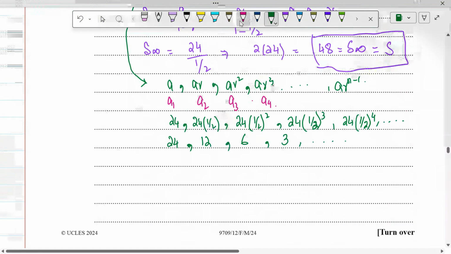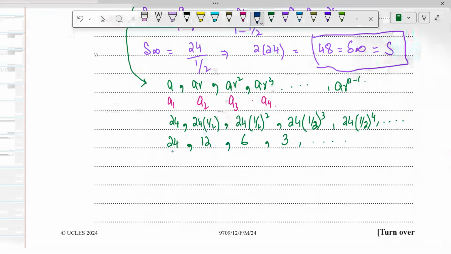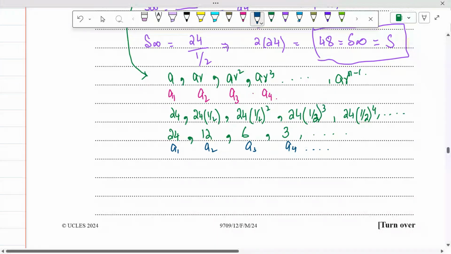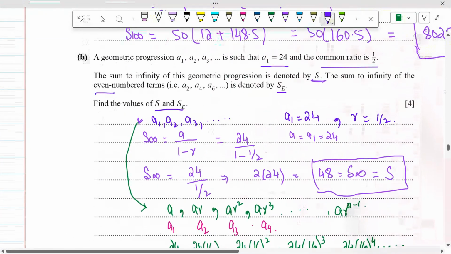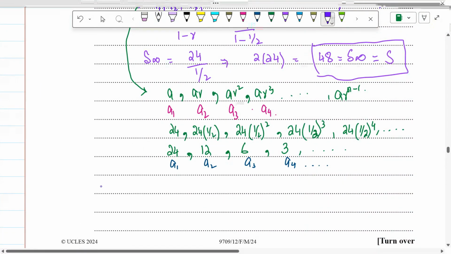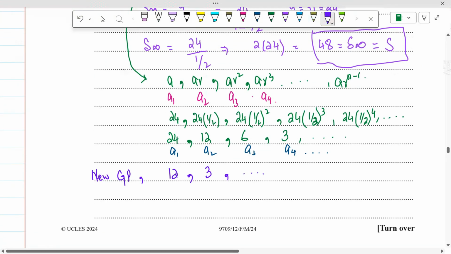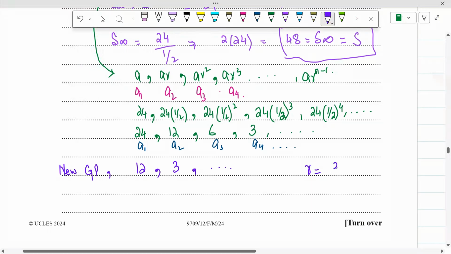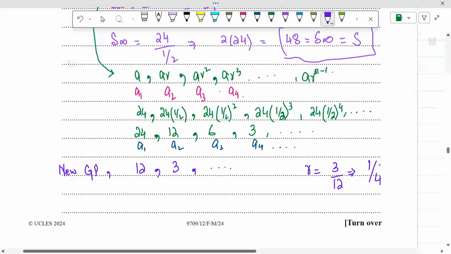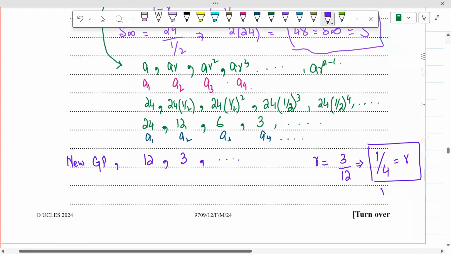And it moves on. So we know that this one is a1, this one is a2, this one is a3, this one is a4. So we need to find the even-numbered terms. So the new GP is a2, which is 12, then a4, which is 3, and it moves on. In this case the common ratio is 3 over 12, which is equal to 1 over 4. So this is the common ratio, and the first term in this case is equal to 12.